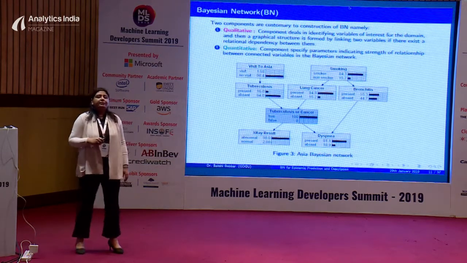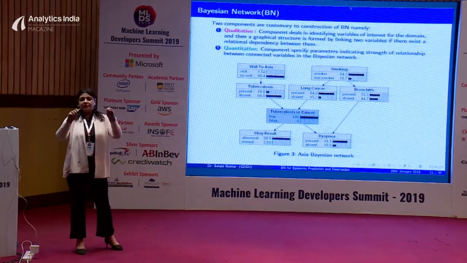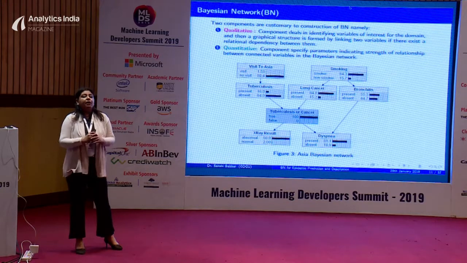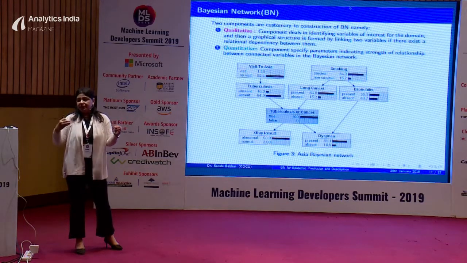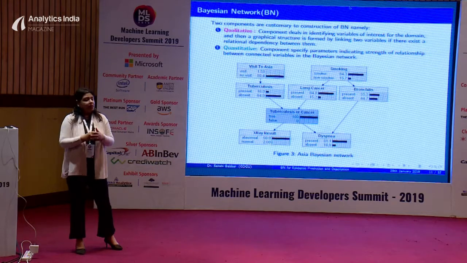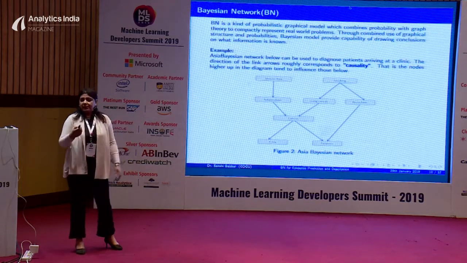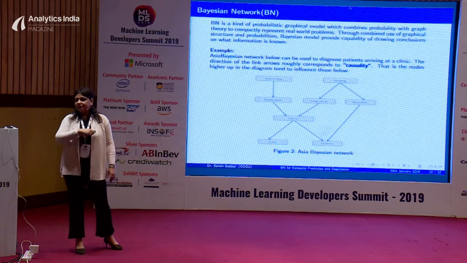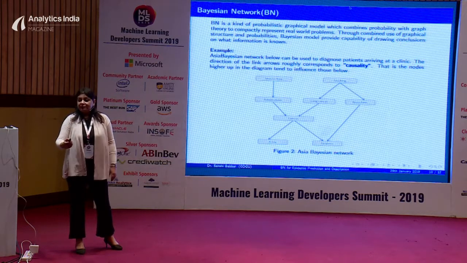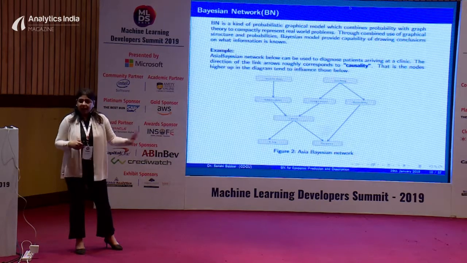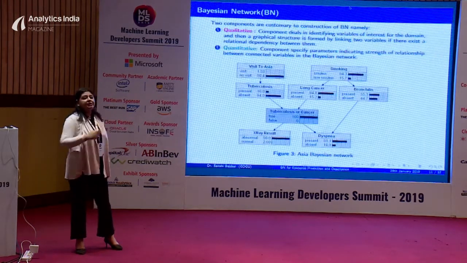Qualitative components basically tell what are the variables of interest of that particular domain, and what is the causal structure of that particular problem. So as an example here, the first step of making the Bayesian network was identifying the different variables, and the second step was making the causal structure between those variables, right? Once we have that, that finishes the qualitative part.